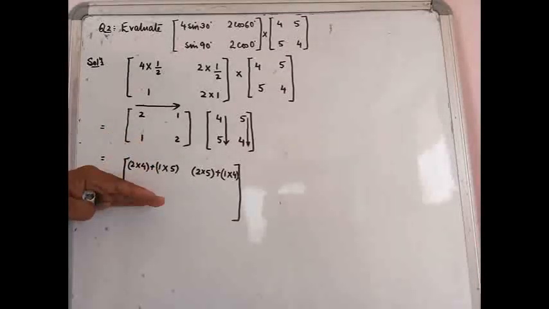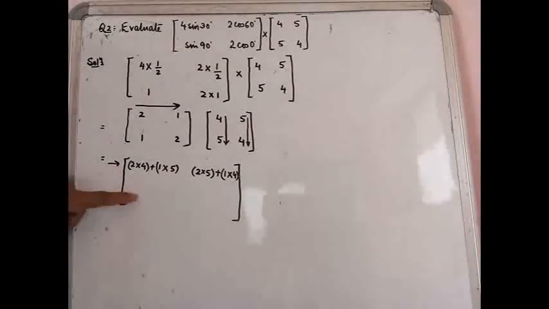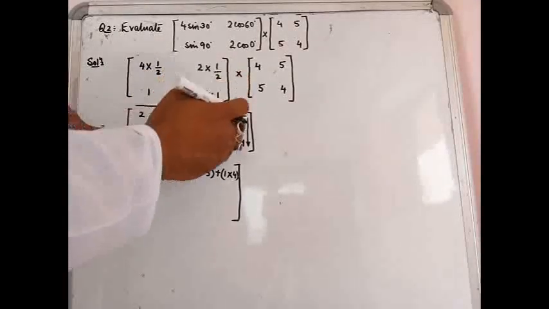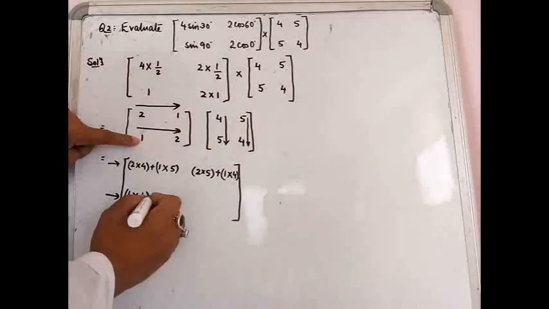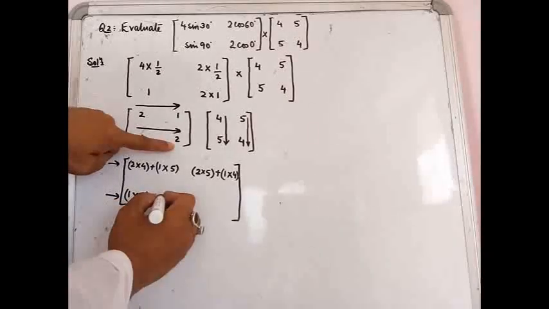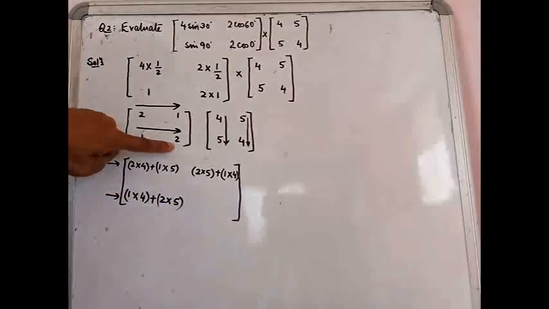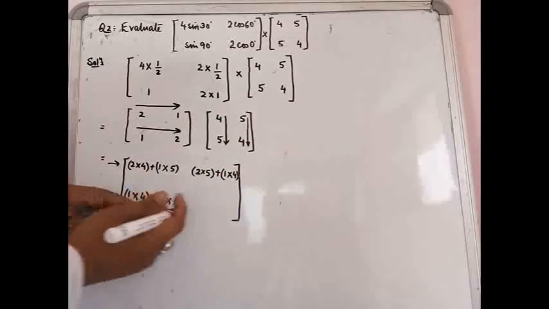Now we have to come down to the second row. This was the first row, this is the second row. So now we are going to go into the second row. So second row, 1 multiplied by 4. We will go one column at a time. So 1 multiplied by 4 plus, what is the next entry? 2. What is the next entry? 5. Now moving on to the second column of the second row.